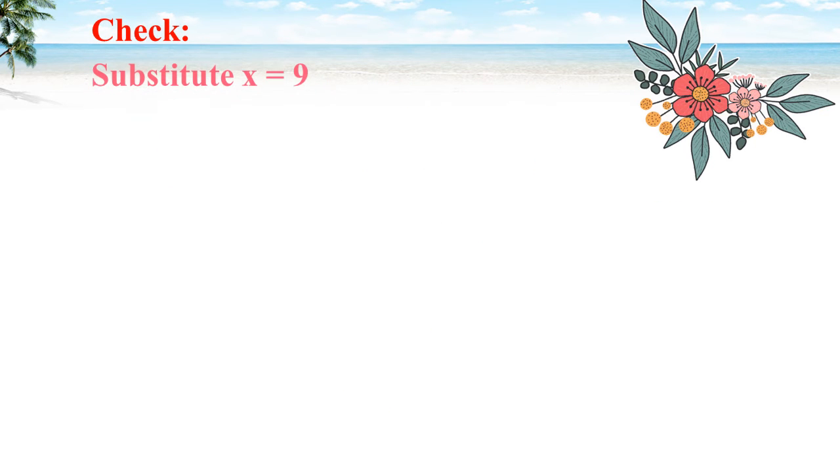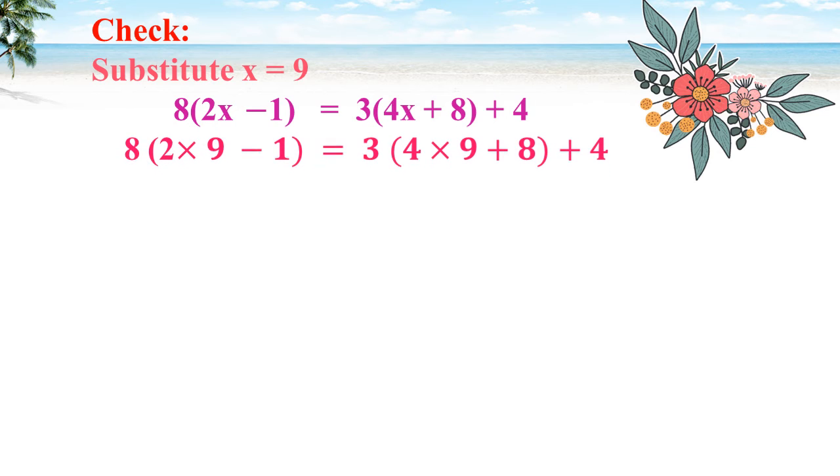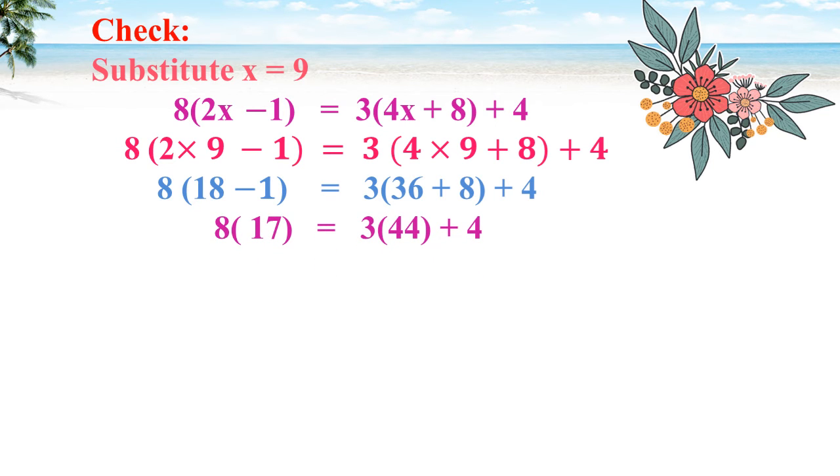Now check and verify the answer. The x value is 9. Substitute x equal to 9 in this equation. 8 of 2 into 9 minus 1 is equal to 3 of 4 into 9 plus 8 plus 4. 8 of 2 9s are 18 minus 1 is equal to 3 of 4 9s are 36 plus 8 plus 4. 8 of 18 minus 1, 17 is equal to 3 of 36 plus 8, 44 plus 4.